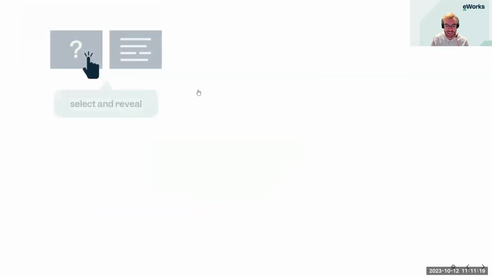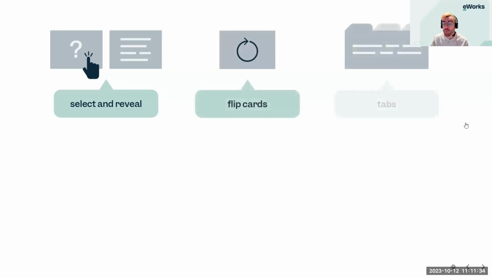And the first way is activities, and you'll be familiar with some of these basic activities. You mentioned them at the start already. These are the bread and butter of e-learning, really. Things like select and reveal activities, flip cards, and tabs, which are all instances where more information is hidden away behind an intentional click.